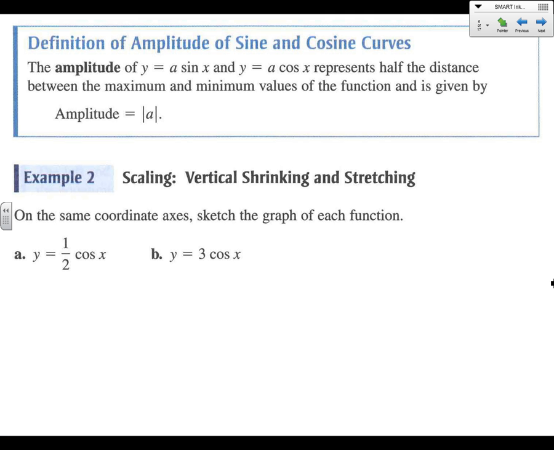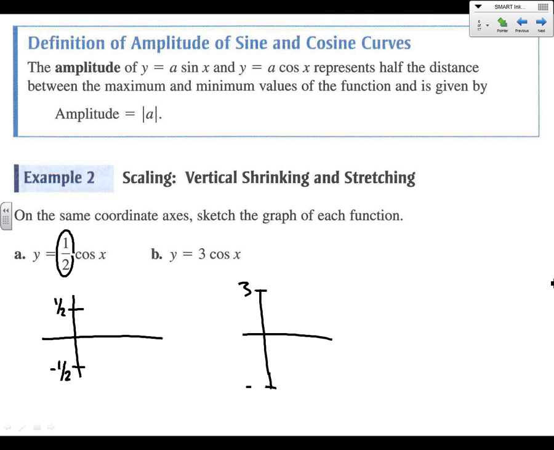Alright, so now let's switch this up just a little bit. Actually, we've already talked about scaling. They kind of threw that in there on example 1. So we already know how to do this dealing with the 1/2. That means that instead of going up to 1 and down to -1, now we're just going to go up to 1/2 and down to -1/2. So this graph is going to be a little shorter than normal, whereas for B, we would go up to 3 and down to -3. So it would be stretched, taller than normal.